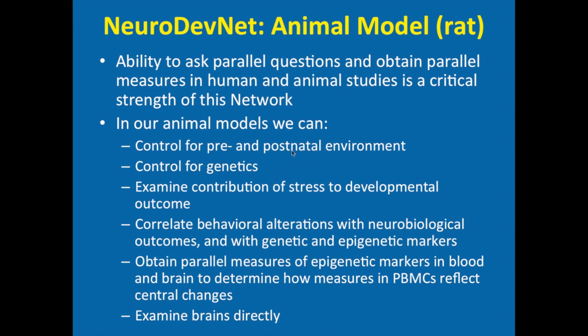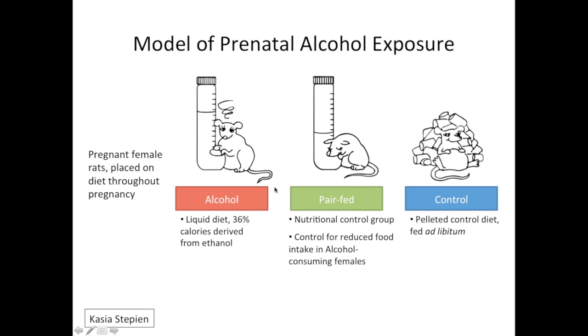And we can then take the brains and examine the brains directly. So let me talk a little bit about the model. This is our animal model, and I want to thank my graduate student, Kasia, for her wonderful artistic abilities. So we have a group that is prenatally exposed to alcohol. Our pregnant female rats are put on an alcohol-containing diet throughout pregnancy. We have a control group that gets a pelleted control diet throughout pregnancy.